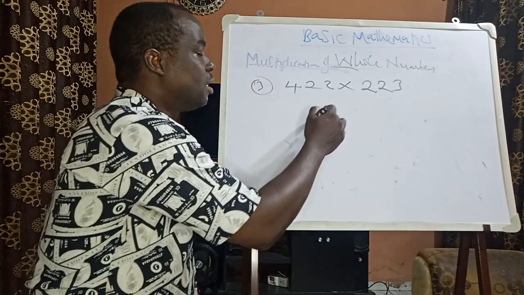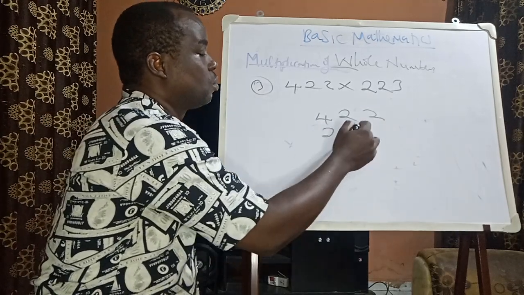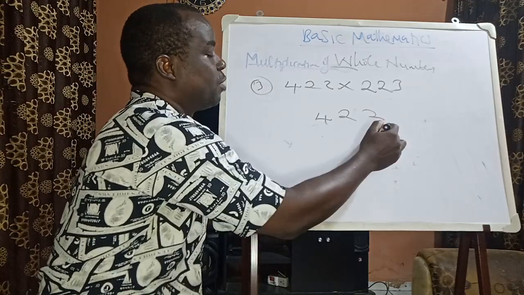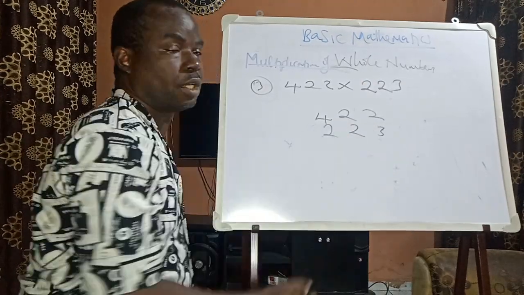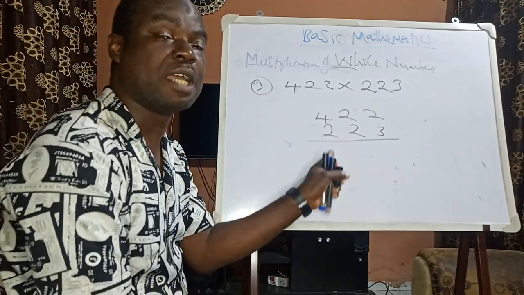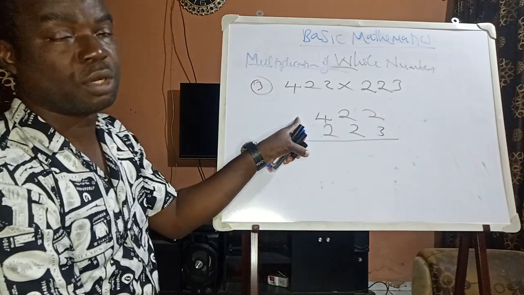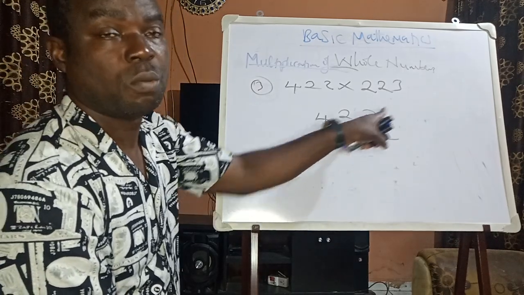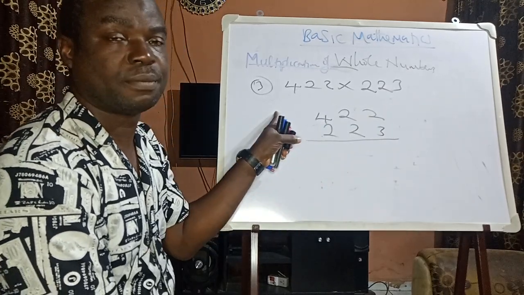So we arrange it again. 422 by, this is 3, bring it here. This is 2, bring it here. This is 2, bring it here. That is 223. Now let's multiply. Now I have 3 numbers multiplying them. So we're going to multiply one by one. So these 3 here multiplies everybody. These 2 here multiplies everybody. These 2 here multiplies everybody here.